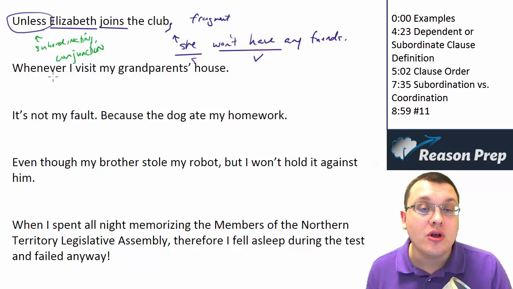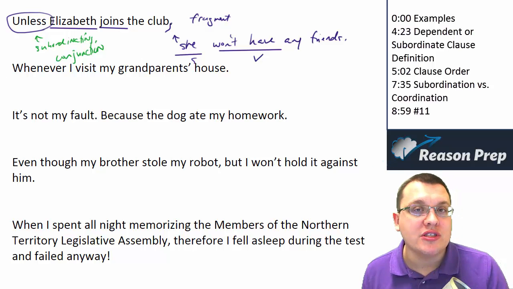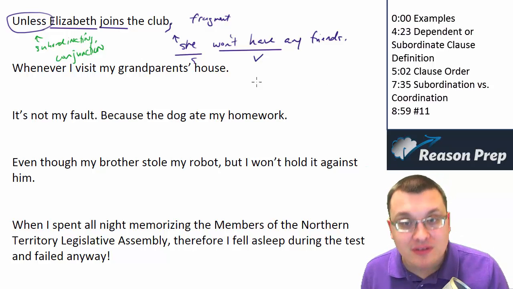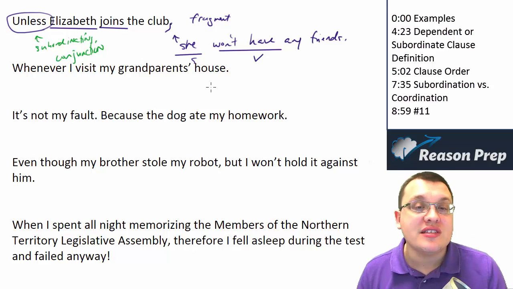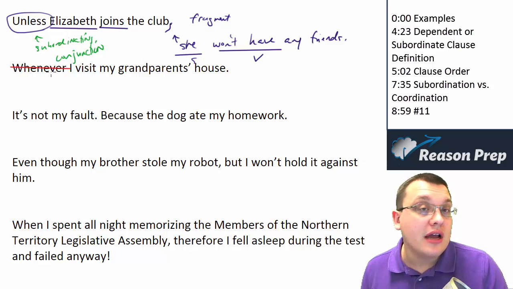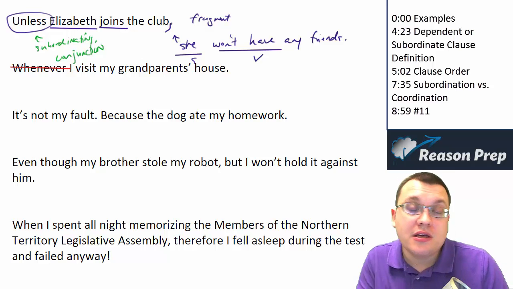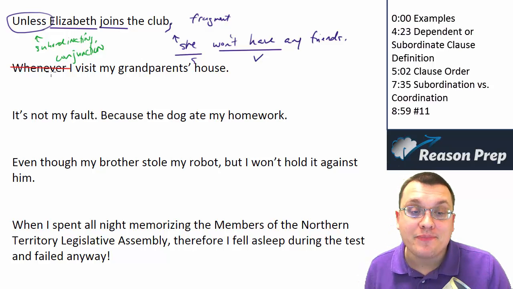Here's another example. Whenever I visit my grandparents' house. Well, whenever you visit your grandparents' house, what, right? There's no actual completed thought. So we could add something to the end of this. We could say, whenever I visit my grandparents' house, I eat a whole box of cookies. Or you could get rid of the word whenever and you would have a complete sentence. Either is fine grammatically. It would just depend on what you're trying to say.